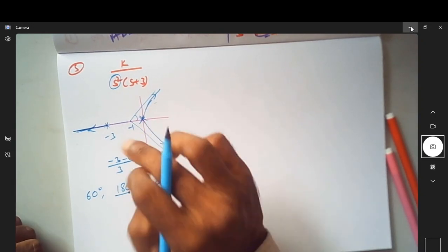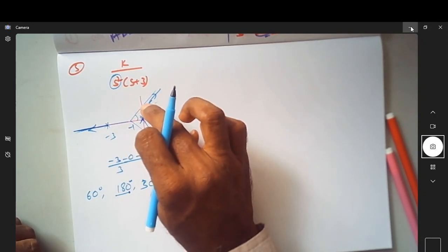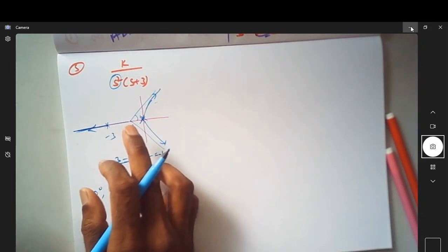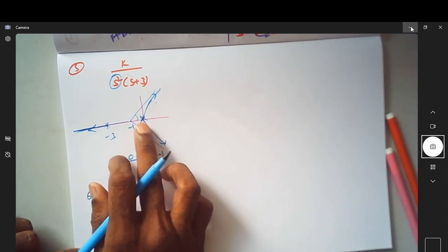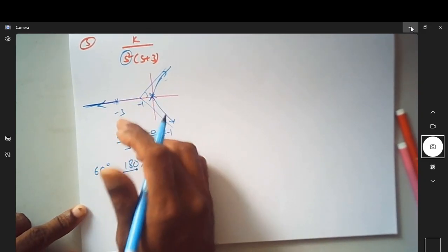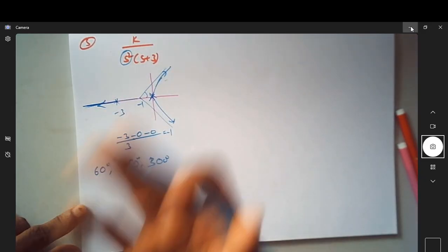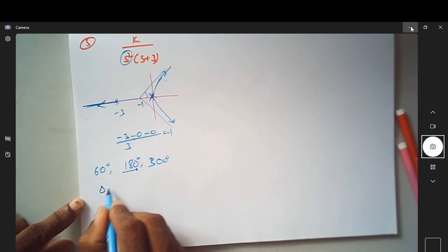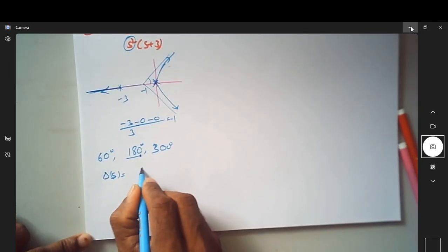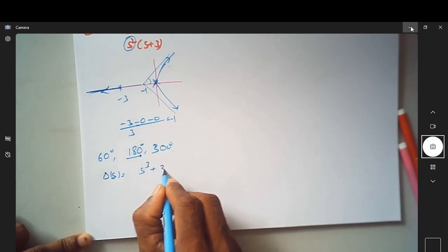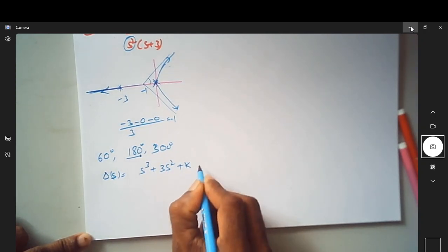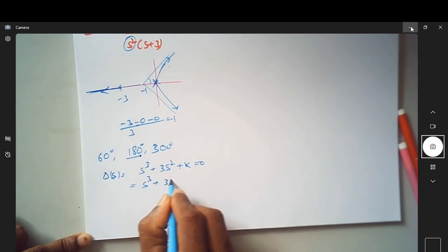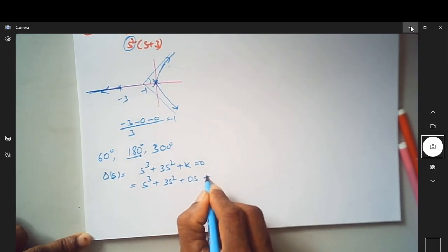To authenticate whether the prediction is correct or not, I need to find del of S. Of course there is no need to find breaker point, because it is known that it will happen there only. So anyhow, for clarification or for authentication, you can write that. So what is del of S? Del of S is equal to S cube plus 3S square plus K equal to 0, which you can write as S cube plus 3S square plus 0 into S plus K.